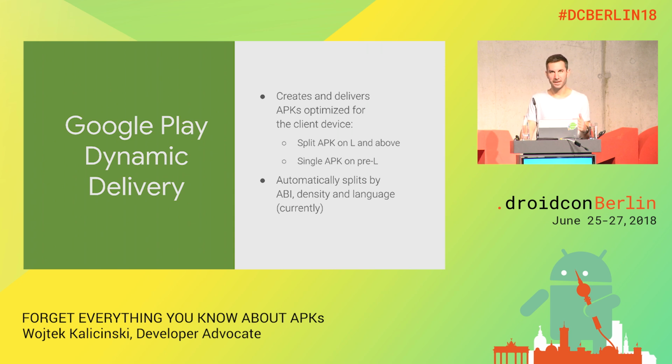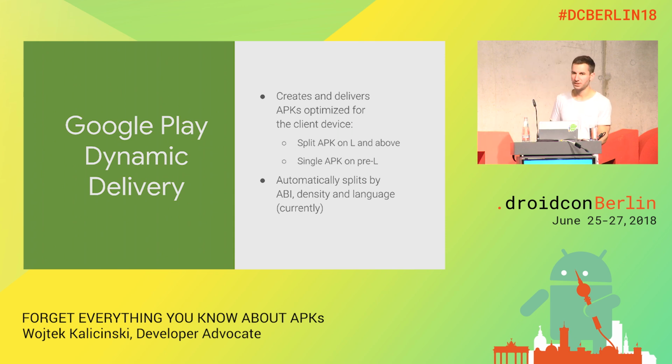And on Android L 5.0 and above, where split APKs are supported, it actually delivers split APKs, so the smallest possible parts that together will make up the working app. But it also supports pre-L devices where it actually generates a single APK, similar to the multi-APKs that you had to prepare by hand previously, and just delivers that to pre-L devices, so everything still works, and is also optimized. And it splits by ABI, density, and language. So that's something you could not do with multi-APK before.